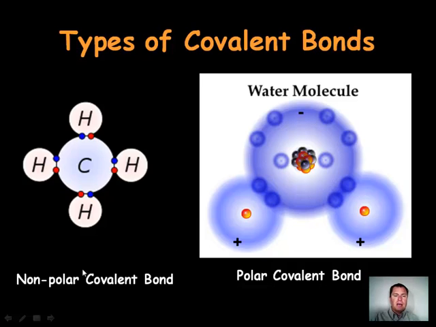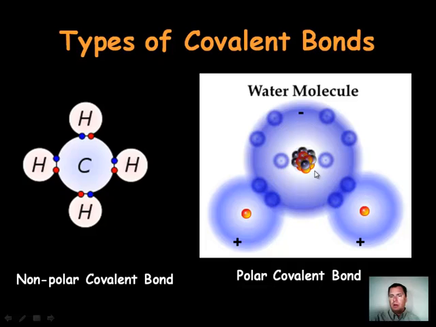First one here is a nonpolar covalent bond. So this is CH4. This is methane. Okay, swamp gas. You may have heard of that. What we see is that between each carbon and hydrogen, they are nicely sharing the electrons. They share them equally. Okay, as opposed to water.